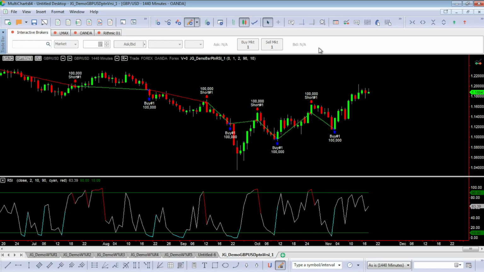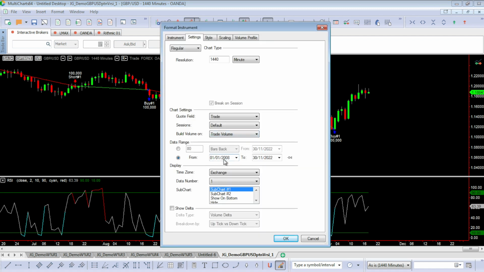We're first going to have a look at the strategy which uses the indicator, and obviously you can see that I've got the RSI indicator down here in the lower pane. We're looking at the pound-dollar forex pair on a daily chart, and I've got data from 1st of January 2008 through to the end of November 2022.